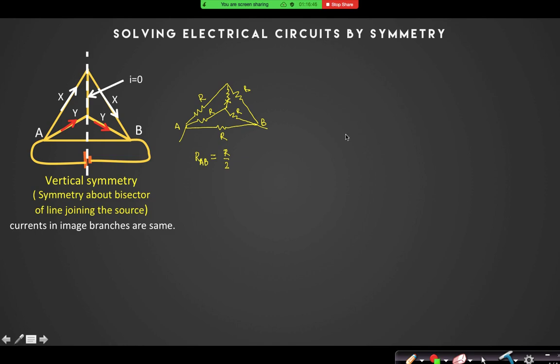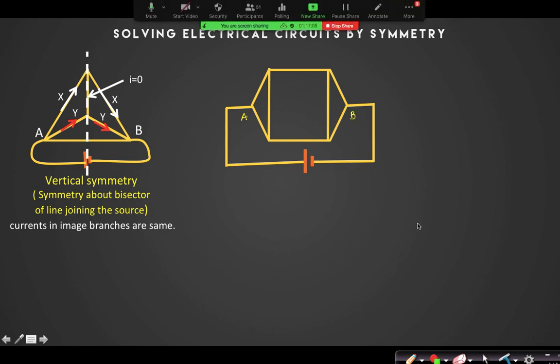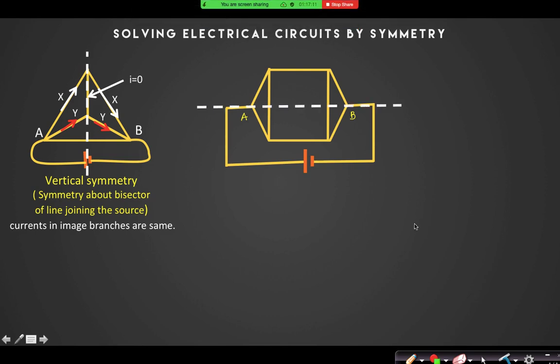Yes, sir. All right, moving to the next symmetrical circuit. The next symmetrical circuit is looking like this. Here you can see the symmetry line, if this is A and B, then you can find another type of symmetry in this circuit about this line. Can you see about this line, the upper portion of that line and the lower portion of that line, they are nothing but mirror images.